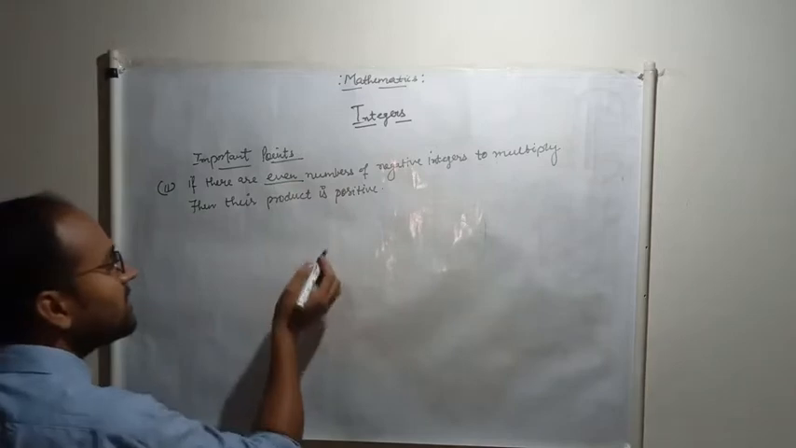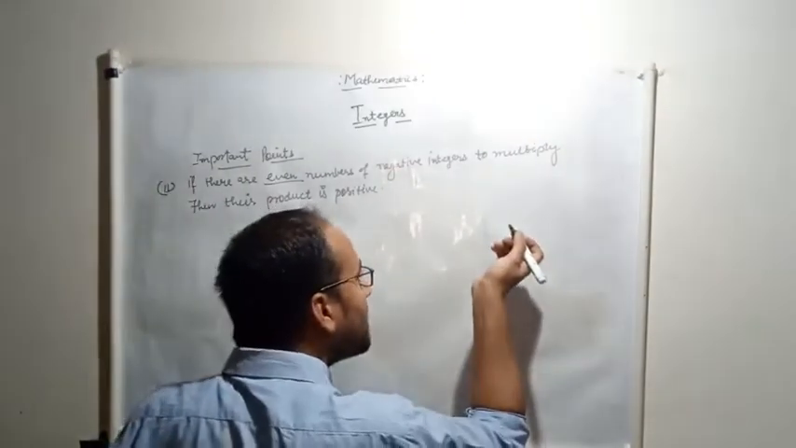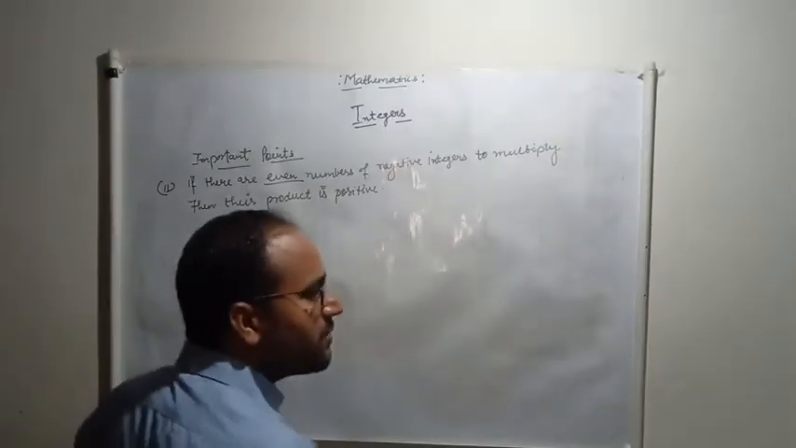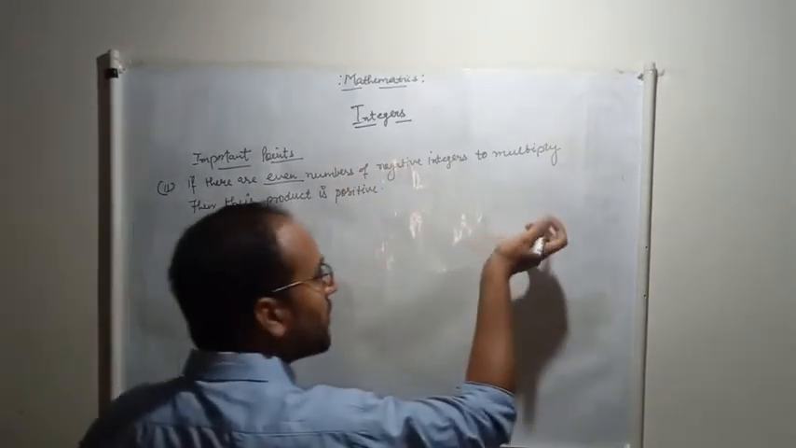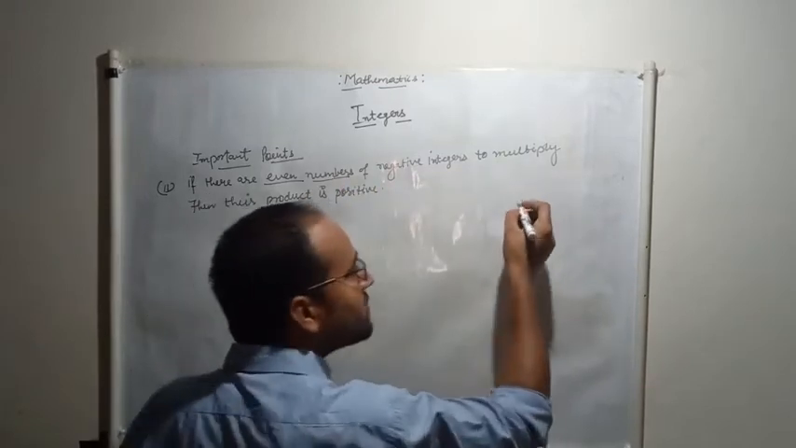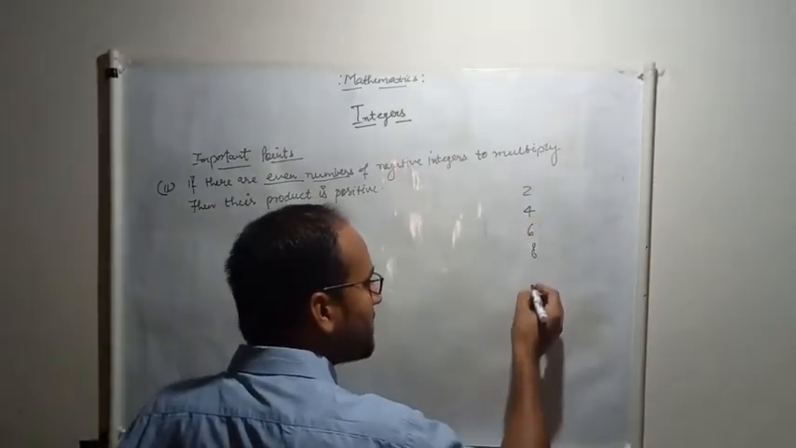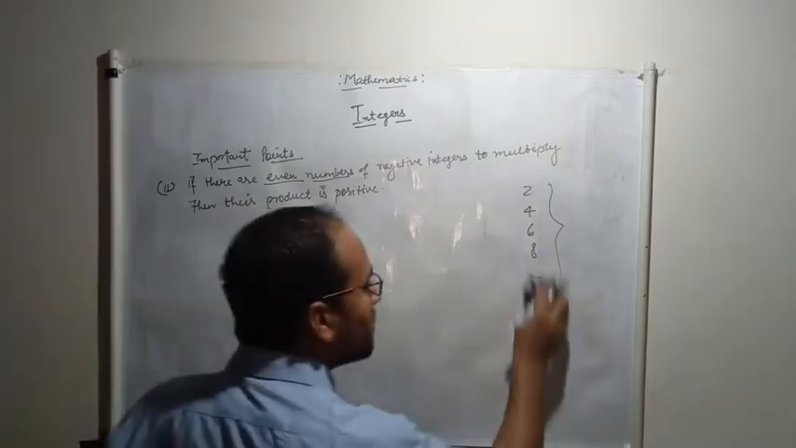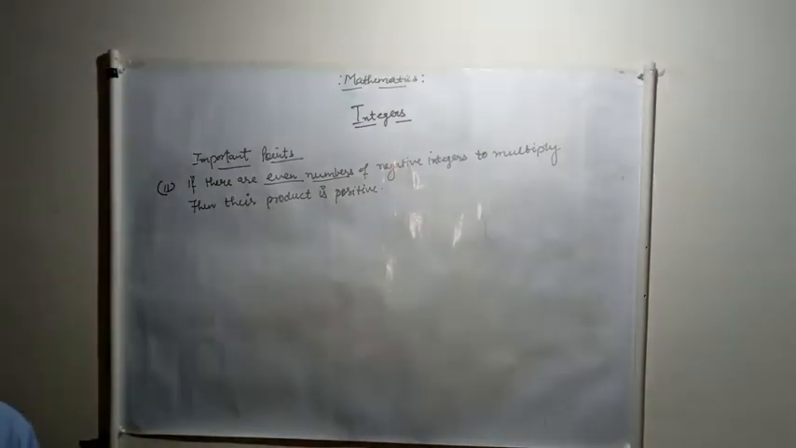Even means the number which is divisible by 2. The number which is divisible by 2 is known as an even number. In the case of integers, 0 is also called an even number, because 0 divided by any integer gives 0, and 0 is also an integer. Any number which is divisible by 2, like 2, 4, 6, 8, 10, 12 and so on, these are called even numbers. And if you multiply negative integers an even number of times, your product should be positive.